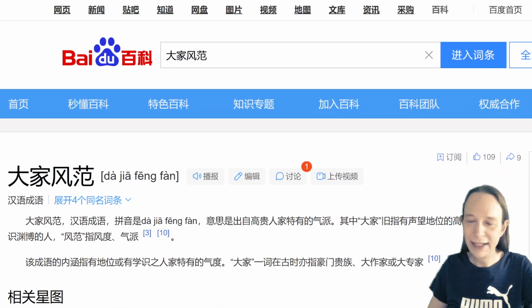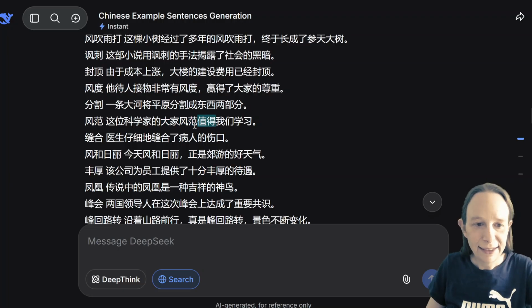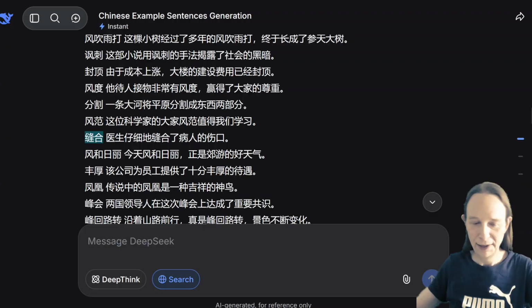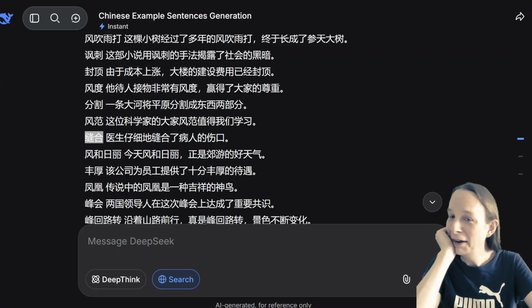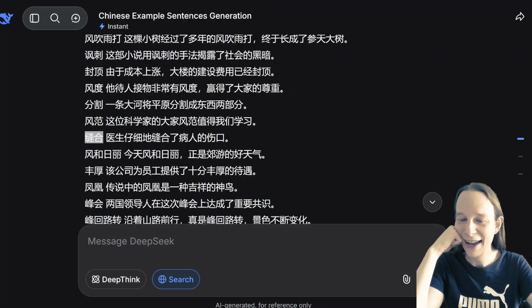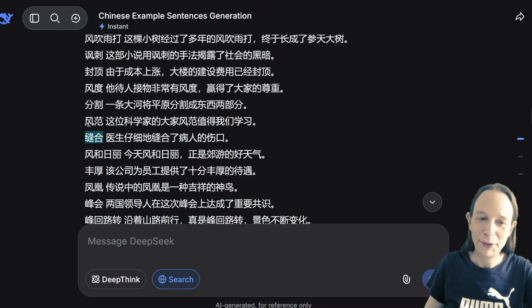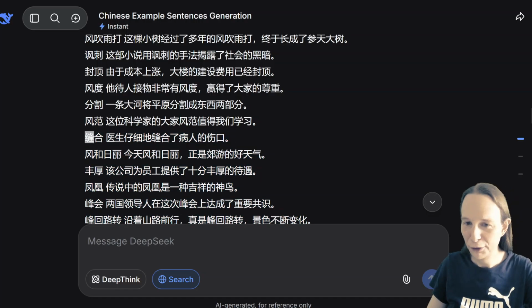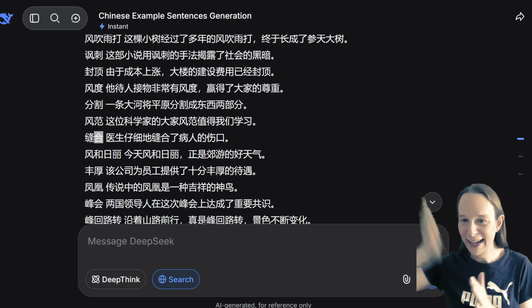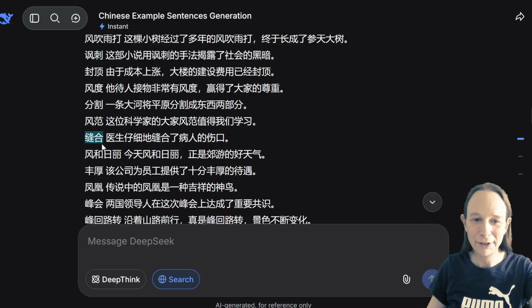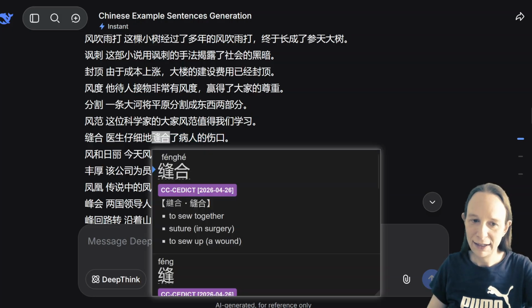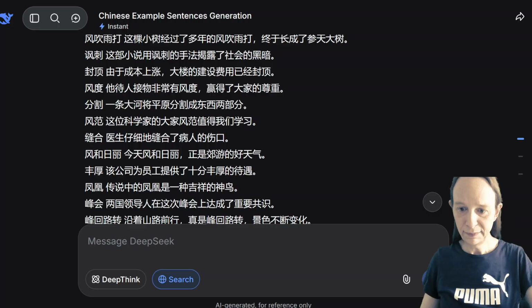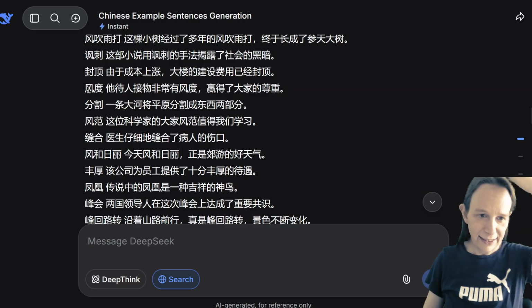There's more to this than meets the eye. All right. Whoa. All right, so we went through everything in the dictionary with feng and feng. Presumably this is feng, to sew, he, to sew together, right? He, combine, feng he, sewn together. 医生仔细地缝合了病人的伤口. Stitch together, sew together, suture, sew up. Yeah, you can kind of guess it.